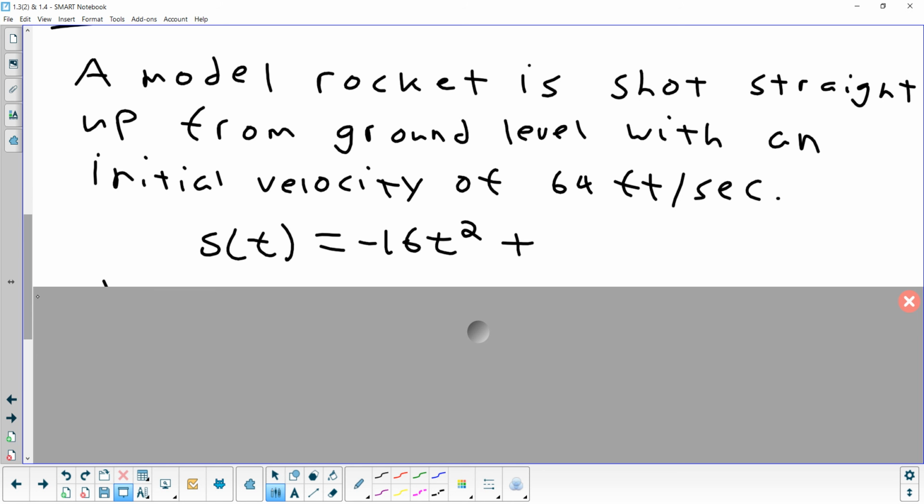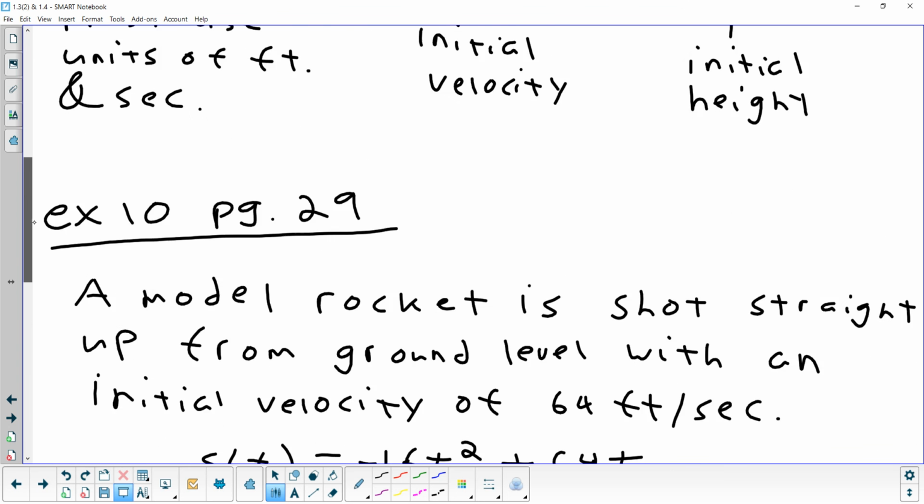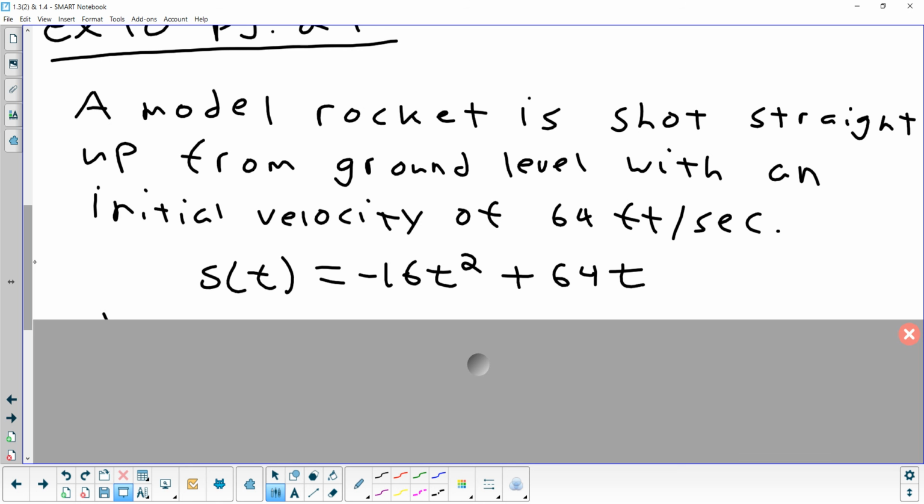Yeah, Chris? 64 feet per second. You put a t. And the last thing you put, plus initial height. What do you think my initial height is in this problem? Yeah, 0. What tells you that? It's at ground level. It was on the ground when it was fired. So ground level, so I don't even need to put plus 0. There's my equation.